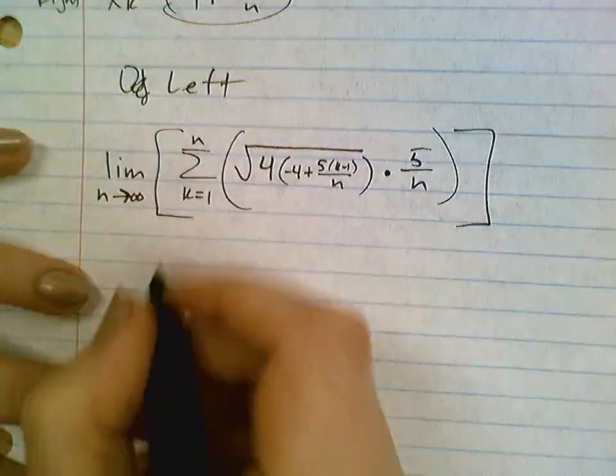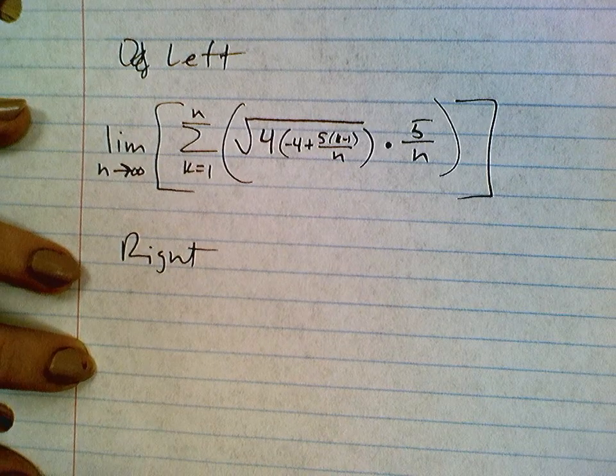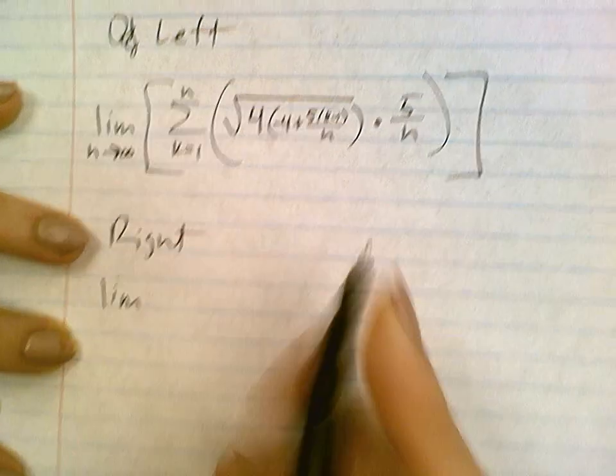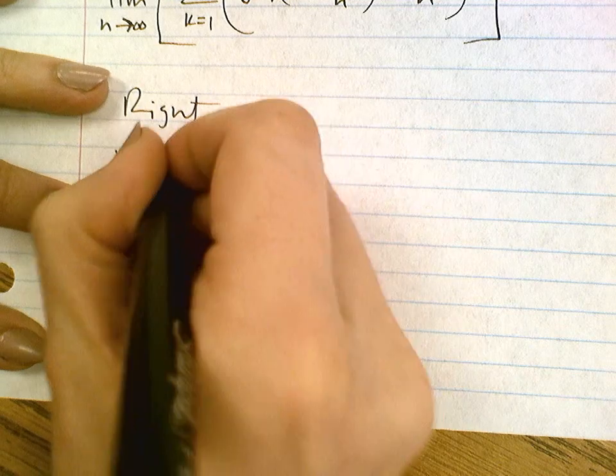And then for the right one, if I ask you for the right Riemann sum, it's the same exact thing, but instead of k minus 1, it's just k. So the limit as n approaches infinity.